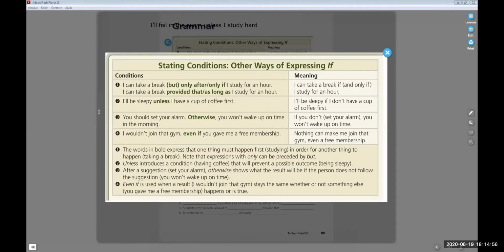Again, you should set your alarm. Otherwise, you won't wake up on time in the morning. Same example of studying. You should study hard. Otherwise, you won't pass the exam.